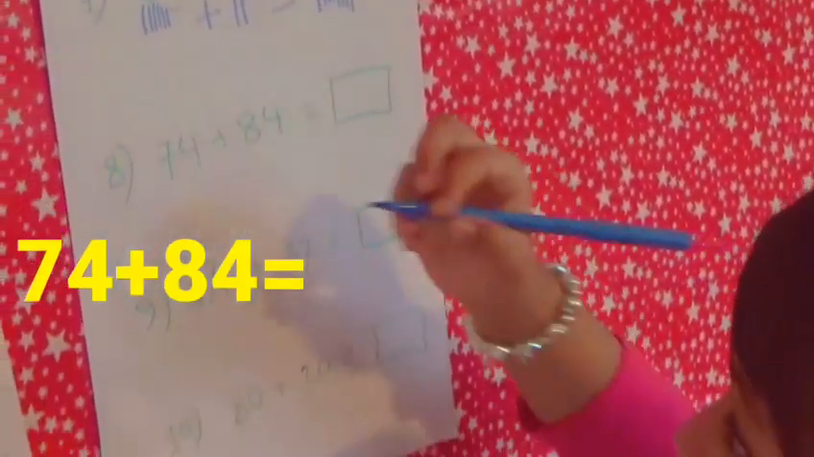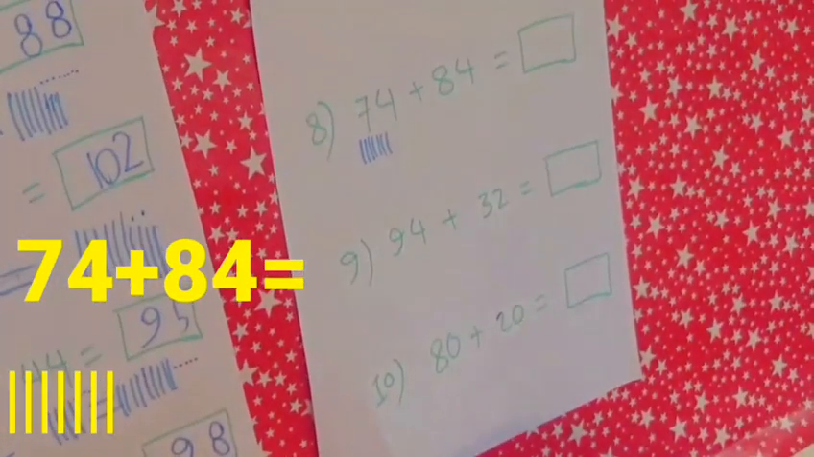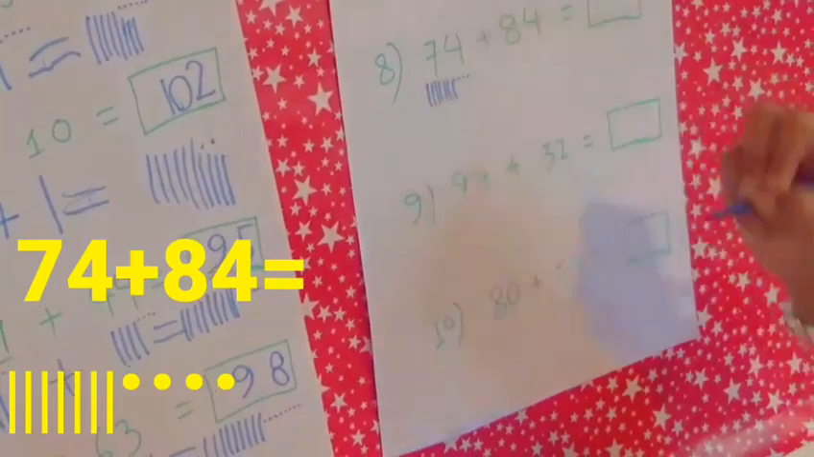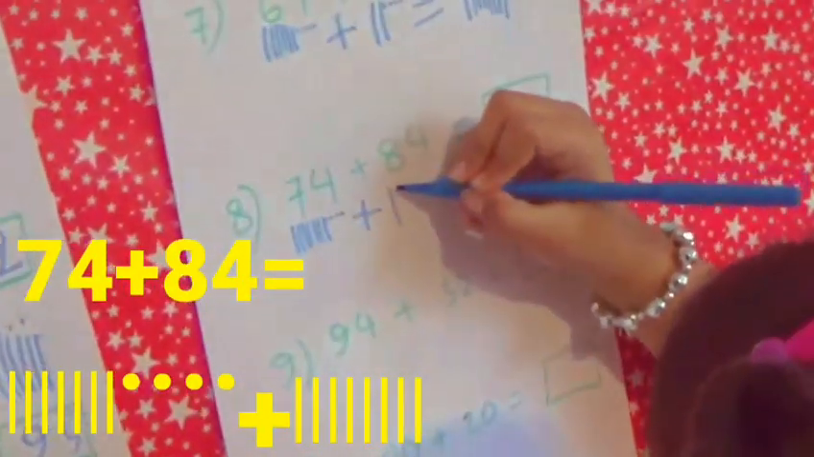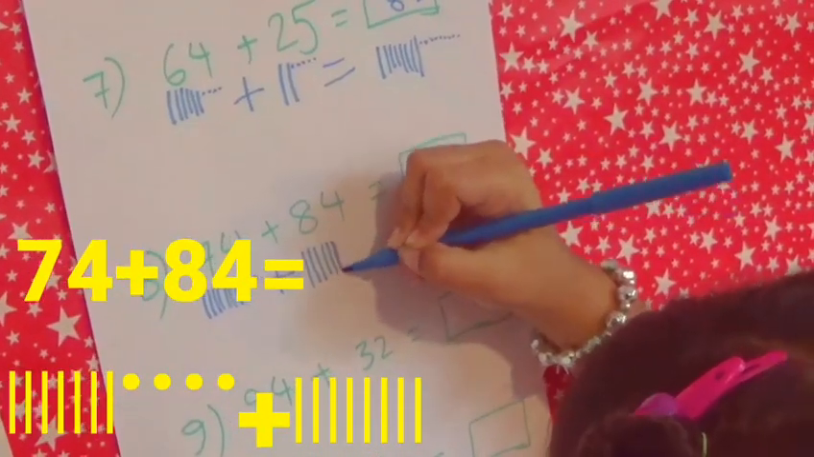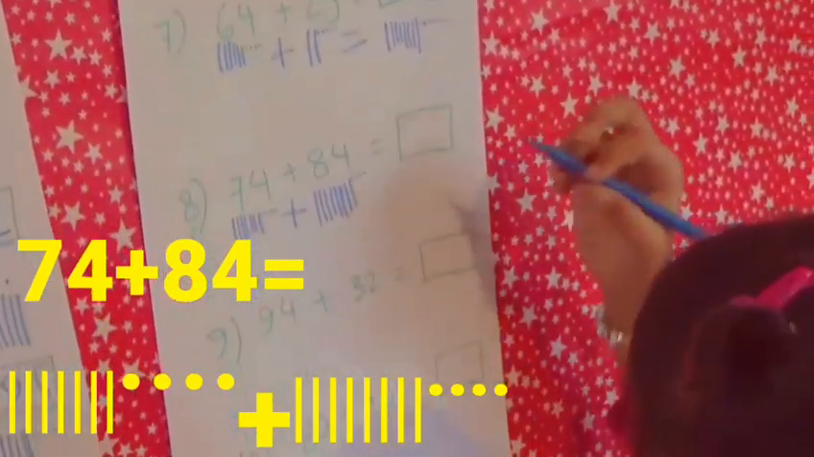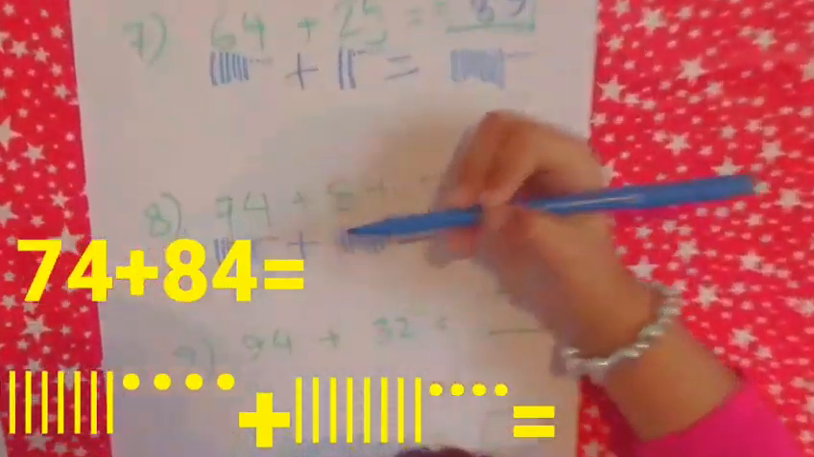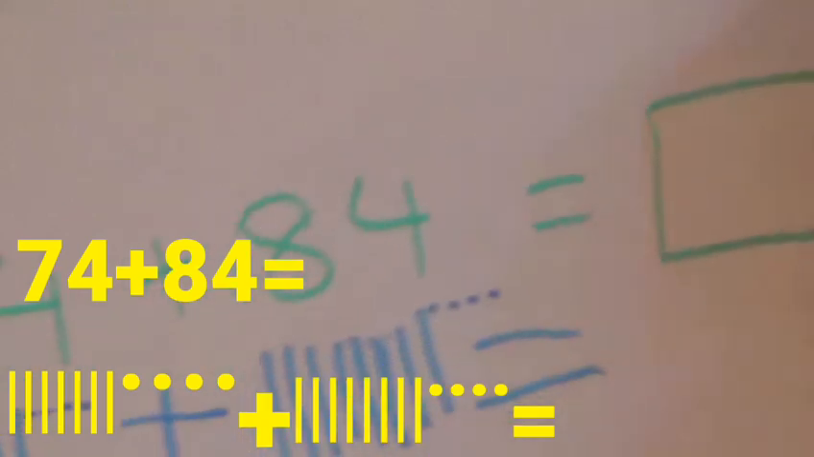74 means 7 lines and 4 dots. Plus 8 lines and 4 dots. Let's count the dots. 1, 2, 3, 4, 5, 6, 7, 8. Let's write 8 dots here.